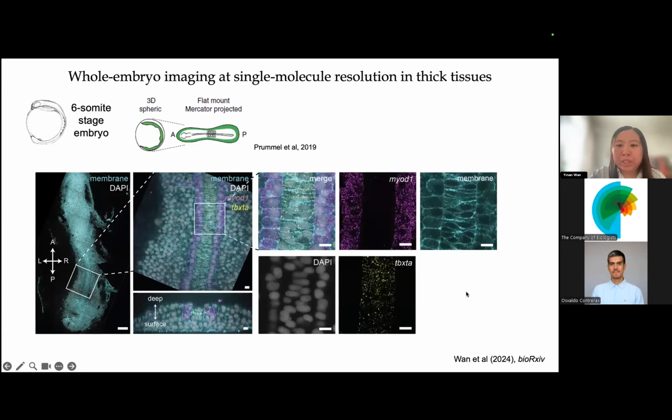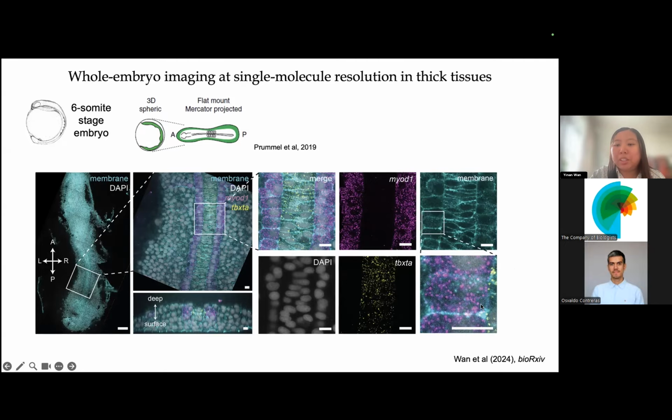If I further zoom in, here I'm showing you 2 genes imaged sequentially, MYOD1 in the adaxial cells and TBXTA in the notochord. I hope you can appreciate the single molecule signal as well as the sharp boundary between these 2 tissues. Additionally, we have oligo-conjugated antibodies targeting the membrane, so we can carefully delineate the boundary between cells, and we can assign these single transcripts into individual cells or even subcellular compartments.